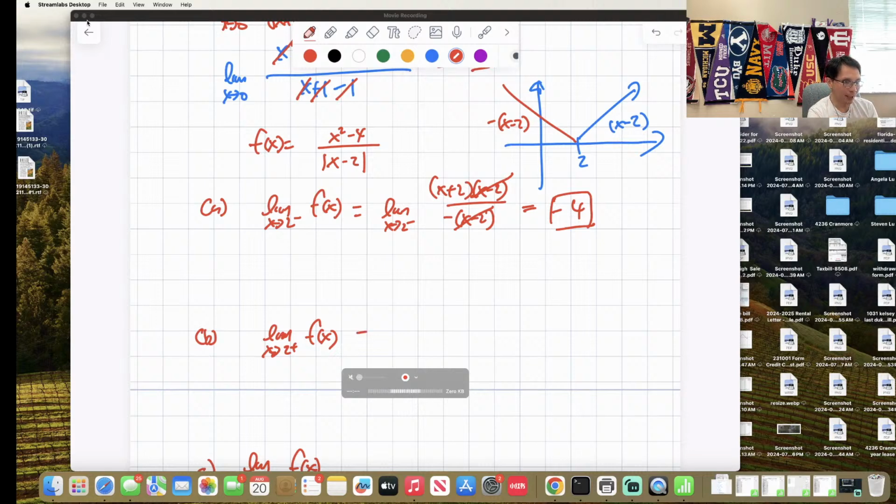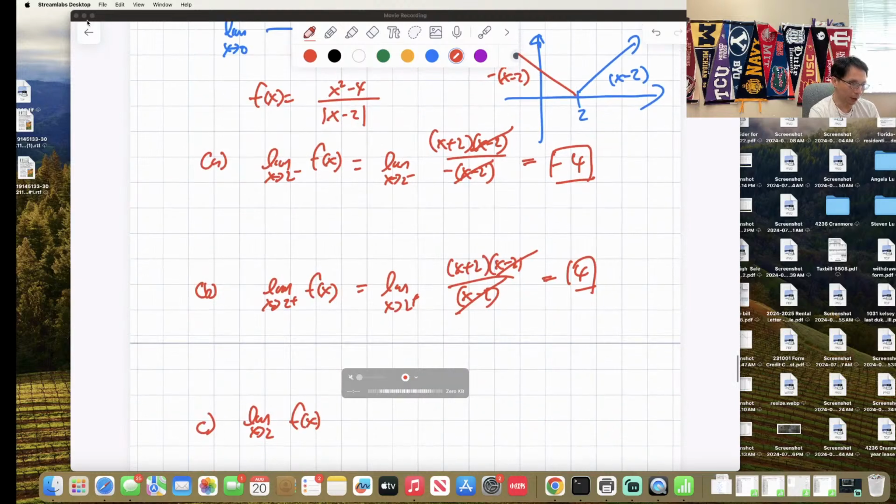In terms of the positive side, then I can use the positive side. So it'll be x plus 2, x minus 2 over x minus 2. Now this x minus 2 cancels, and that is equal to 4. Therefore, since the one-sided limits equal 2 different values, the limit as x approaches 2 does not exist. Does that make sense?